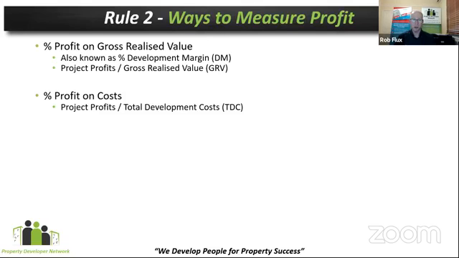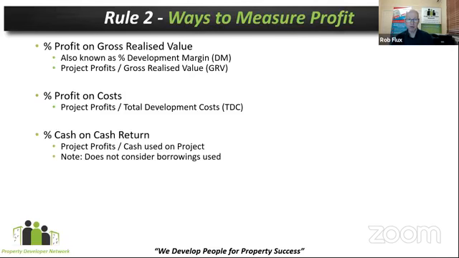So percentage profit on cost gives you a very, very different number. Now, when you're talking to financiers, the majority of them will be talking about percentage profit on costs, but not all of them. Whereas there are going to be some financiers and some individuals that will actually be talking about percentage on GRV, and the outcomes of those can be very, very different.